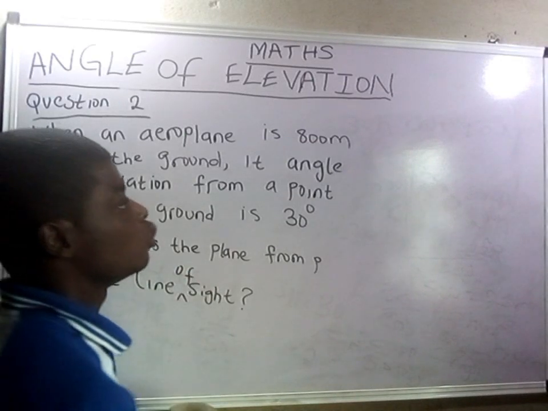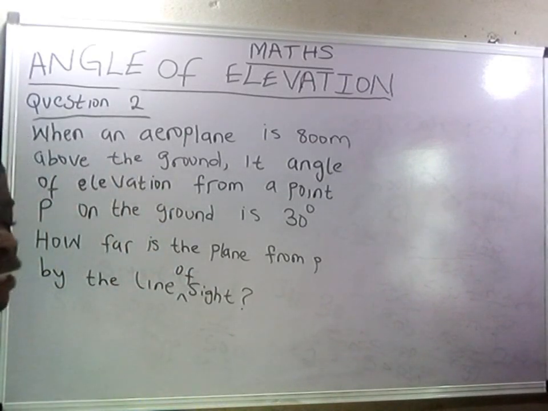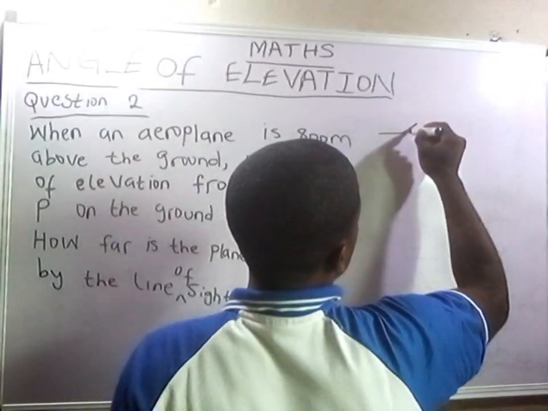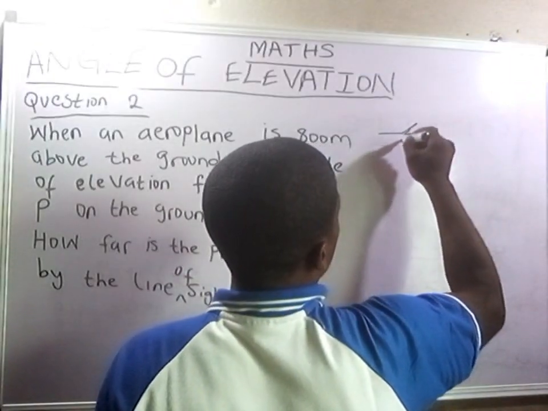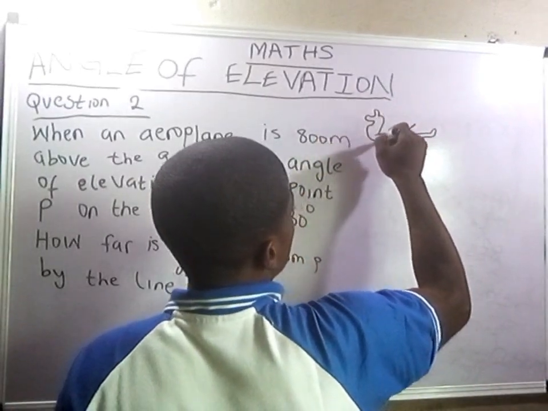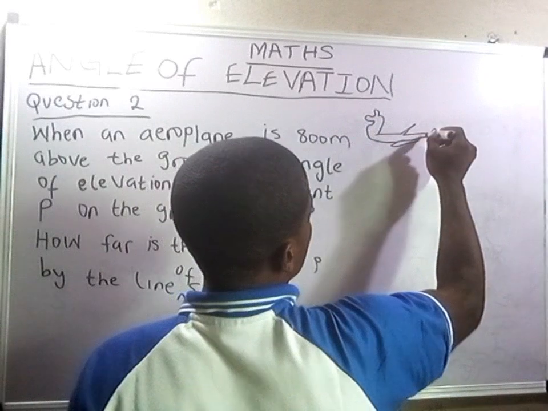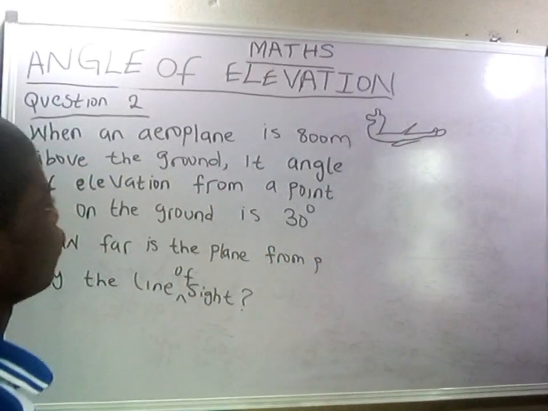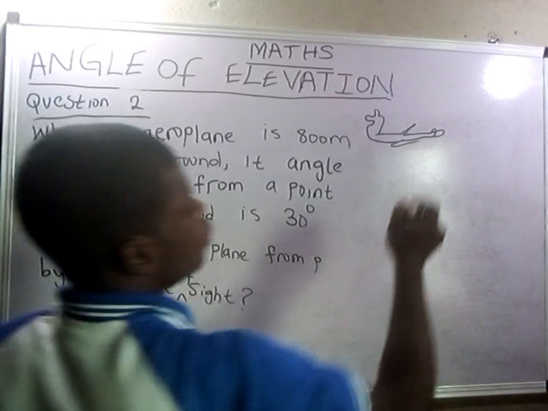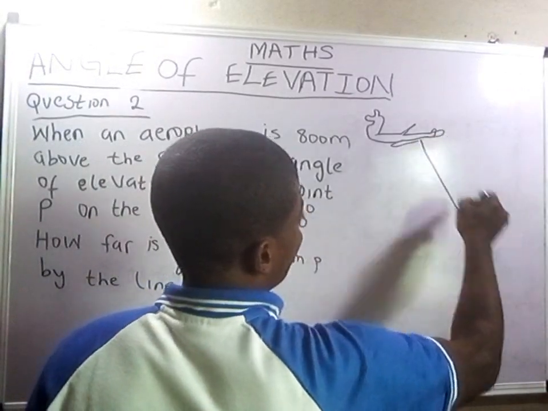When I solve this question, we have to interpret it first. An aeroplane is 800 meters above the ground. When they say above, it means upward. Let me draw the aeroplane. It may not be fine. So let's say this is the aeroplane. It's 800 meters above the ground, so let's draw it this way.